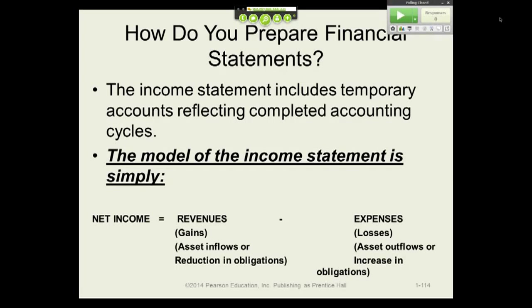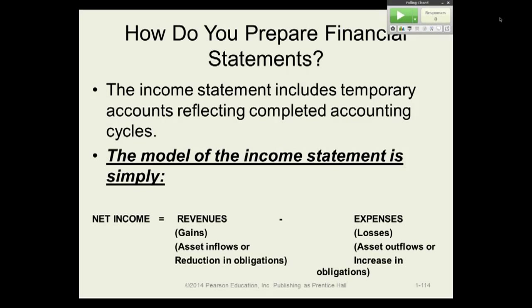Now, the model of the income statement, as I said, if you look at it linearly here, it's simply revenues or gains, and these are inflows of assets or they reduce liabilities. Expenses or losses are outflows of assets. You use up assets or they increase obligations. So just to clarify this, you could have revenues by selling it for cash. That's an asset inflow. What's the other side of a revenue transaction? If it's not cash, what other asset could you get? Anyone? Accounts receivable or receivable.